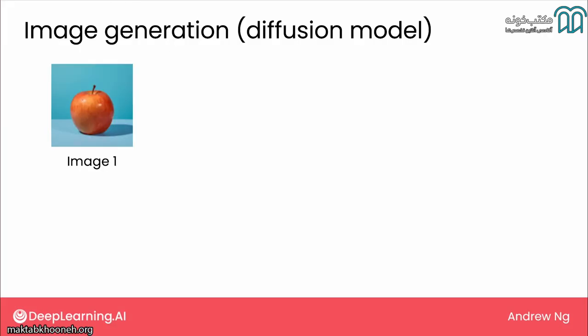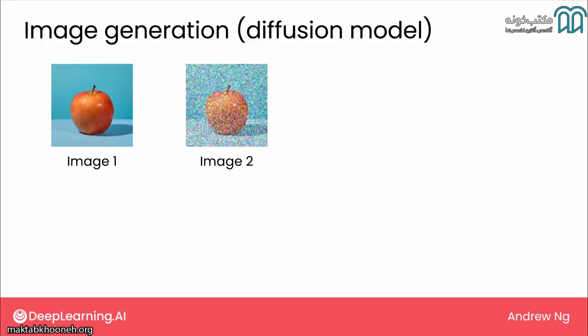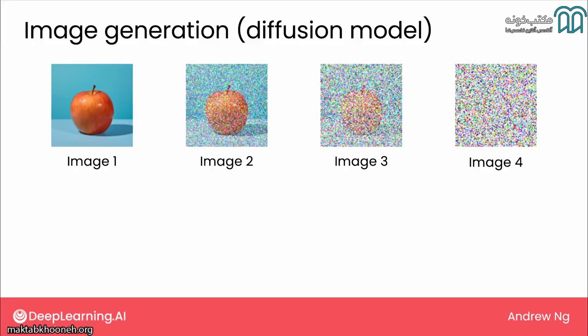Here's what it does. Let's say the algorithm finds a picture on the internet of an apple like this, and it wants to learn from pictures like this and hundreds of millions of others on how to generate images. The first step is to take this image and gradually add more and more noise to it, so that you go from this nice picture of an apple to a noisier one, to an even noisier one, to finally a picture that just looks like pure noise, where all the pixels are just chosen at random and it doesn't look at all like an apple.